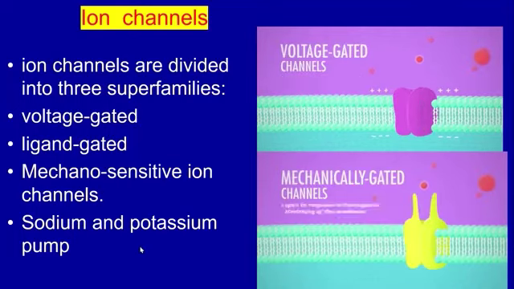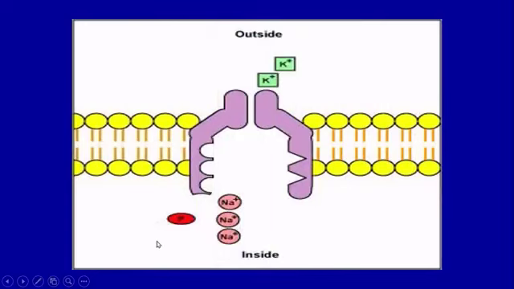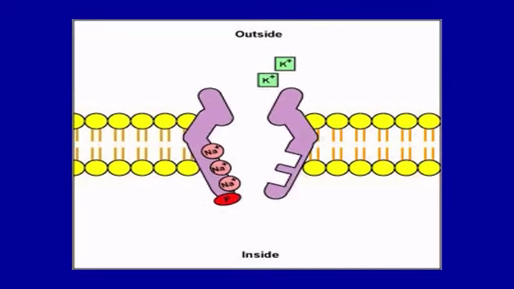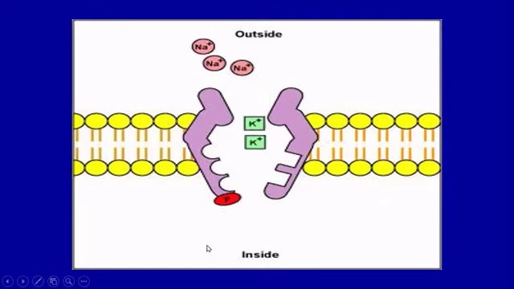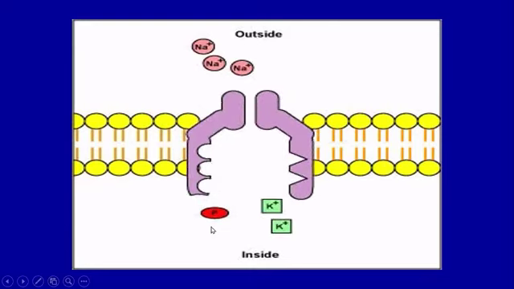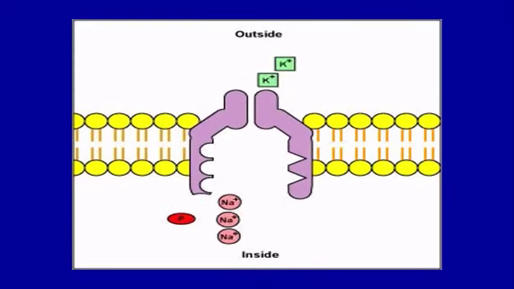And the third one is the sodium potassium channel. This channel plays a major role in retaining the resting membrane potential. This is also called the ATPase channel because it uses ATP, adenosine triphosphate, for its activity. When ATP is added to this channel, it gains energy.